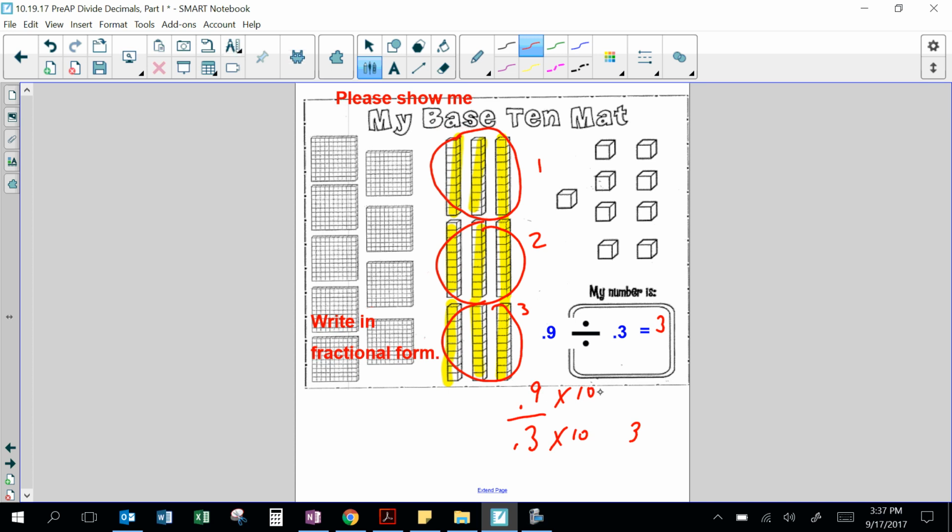So 9 tenths times 10 would be 9. And what is 9 divided by 3? 3 whole. So there are 3 groups of 3 tenths in 9 tenths. Or 9 tenths divided by 3 tenths is 3. Or 9 divided by 3 is 3.